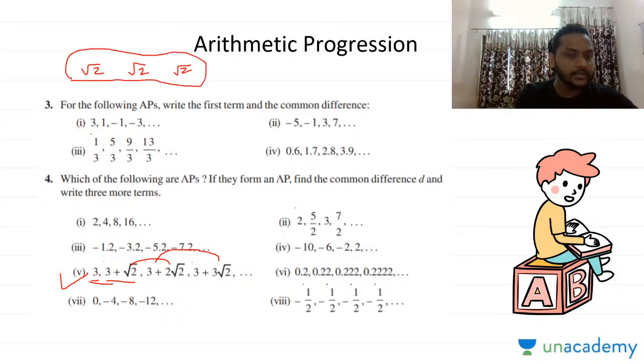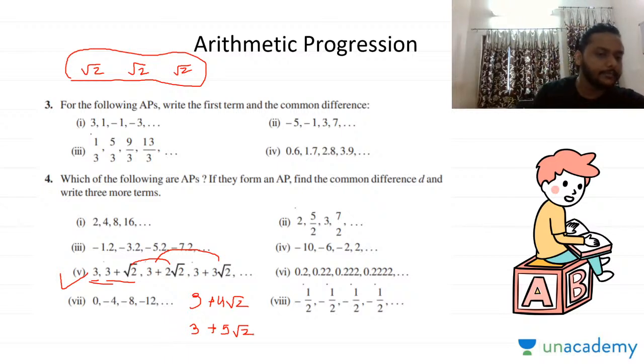You have the common difference, and the next two terms will be what? Next term will be 3 plus 4 √2. Okay, and after that, what will be the next term? 3 plus 5 √2. So the next term that you will be having is 3 plus 5 √2. Clear? Makes sense? You got it, everyone? That's how we can do it. Now guys, the next question is this one.